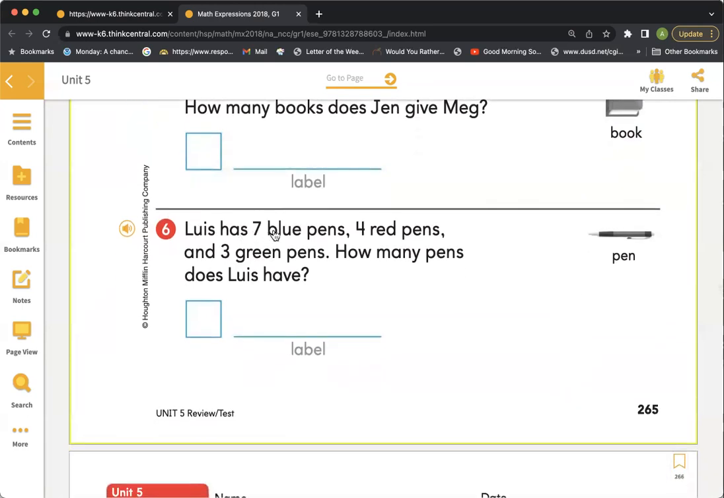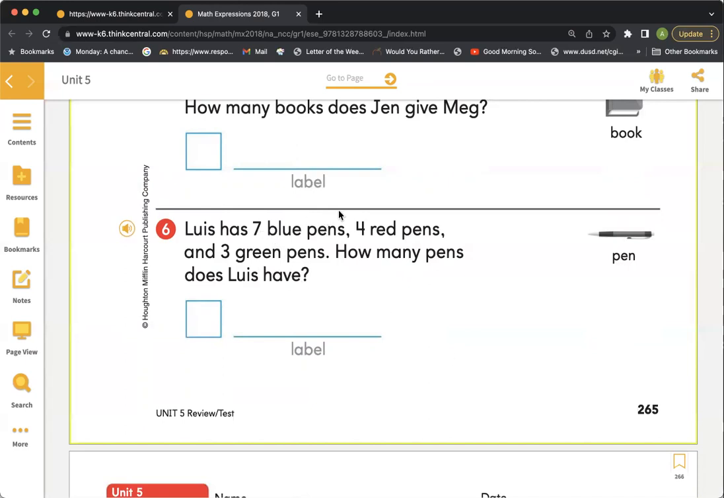Lewis has 7 blue pens, 4 red pens, and 3 green pens. How many pens does Lewis have? Okay, let's make sense of the problem and reread it. Lewis has 7 blue pens, 4 red pens, and 3 green pens. How many pens does Lewis have?